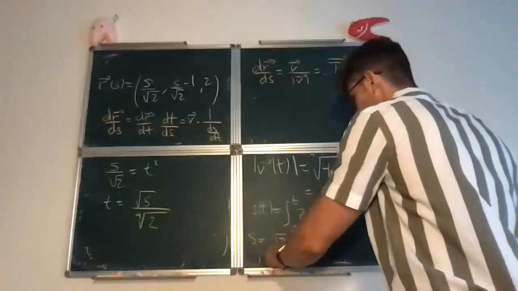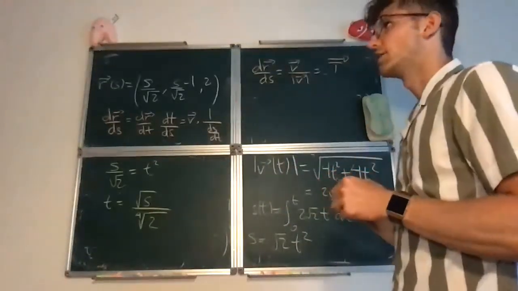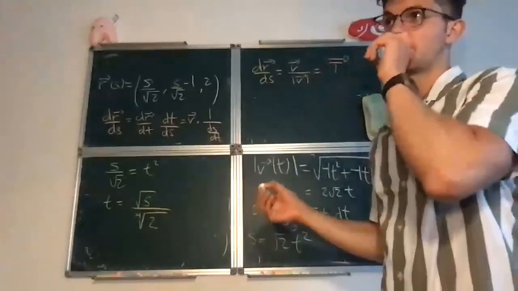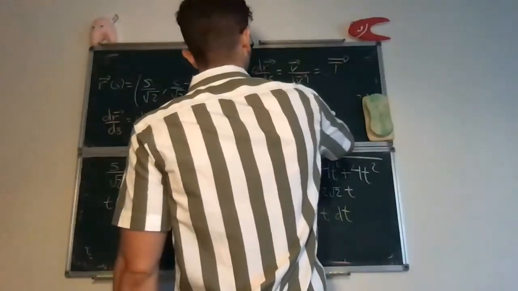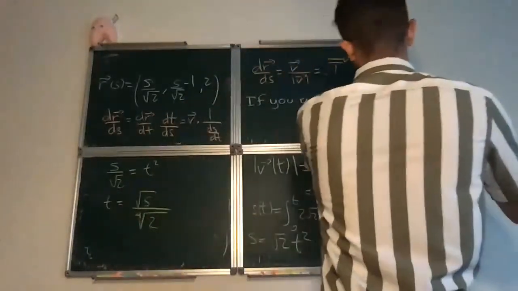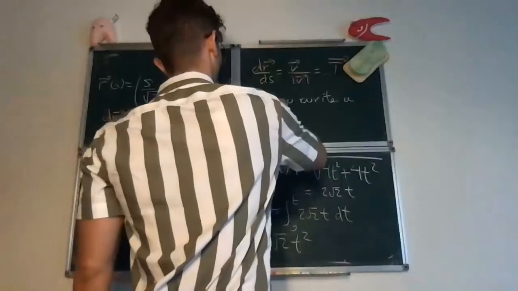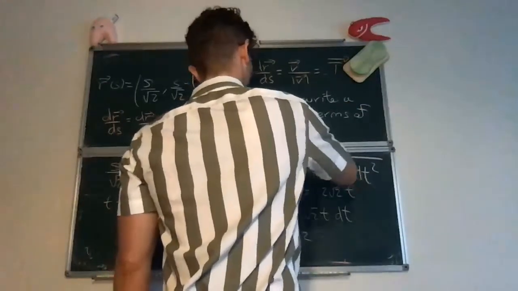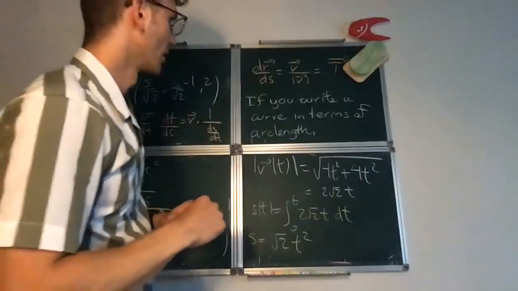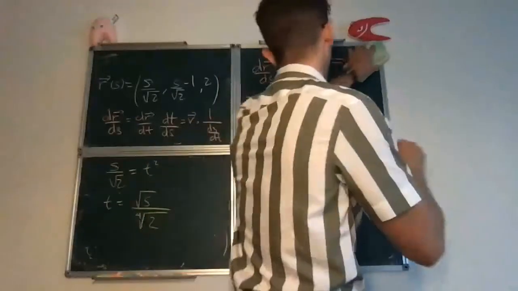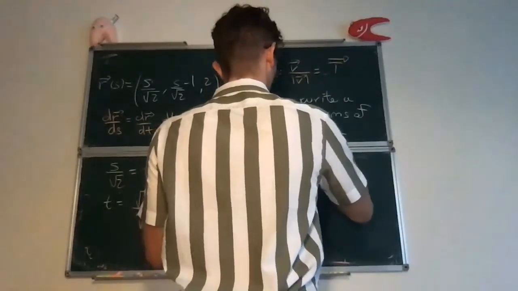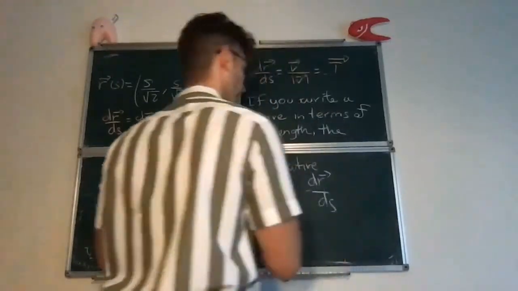So that means that if you write a curve in terms of the arc length, and this is more or less a general formula, then the derivative of the equation gives you the tangent vector. So if you write a curve in terms of arc length, the derivative gives you the tangent vector.